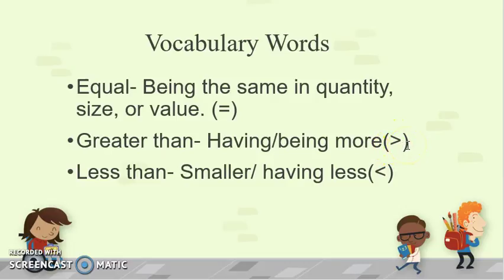One thing you always want to remember, when we put that sign, is that the way it opens is going towards the bigger one. We call that the alligator. The alligator wants the biggest number. Less than means having smaller or having less, and it is just backwards of the greater than sign, and it's going away. It wants the bigger one.